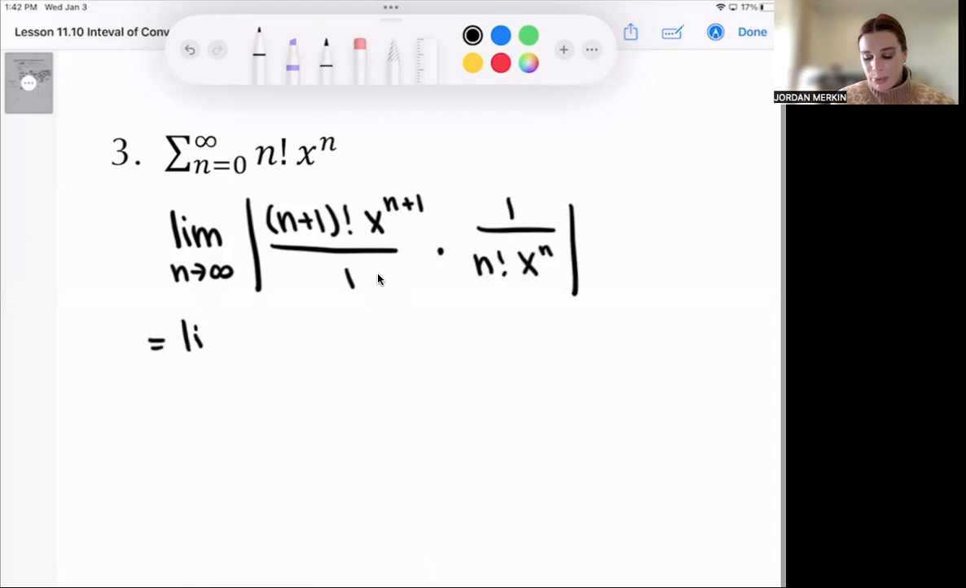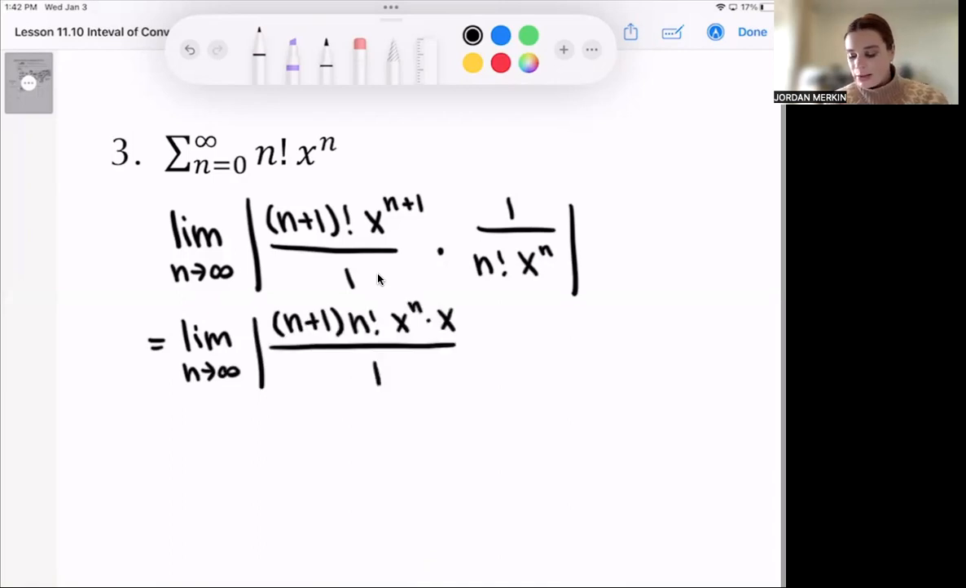Clean this up. So we can rewrite this as n plus 1 times n factorial times x to the n times x over 1 times 1 over n factorial x to the n. Okay, and so then we have, let's see, some cancellation.